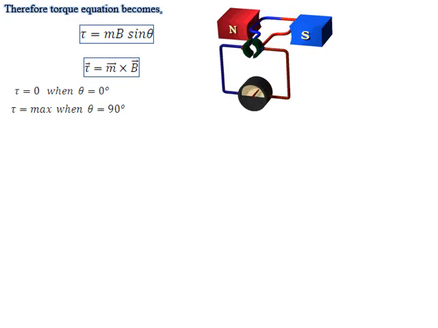What are the conditions? If theta is equal to 0, what happens to the torque? If theta is 90 degrees, what happens to the torque? Here we can see that if theta is 0, sin 0 is 0, therefore torque becomes 0. If theta is 90 degrees, sin 90 becomes 1, therefore torque is maximum. They will tell you if the angle between the magnetic moment and magnetic field is 0, what is the value of torque? The question will be somewhat similar to it, but in this concept, that is torque on a current loop, they will ask you only the expression and these two conditions from the exam point of view.